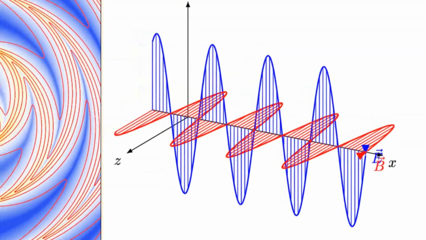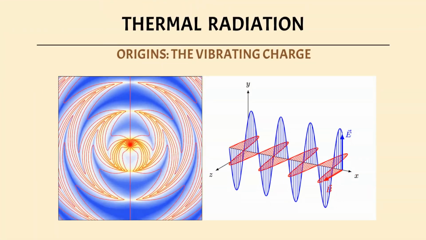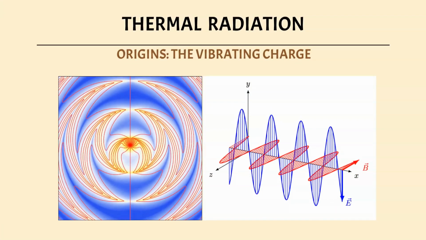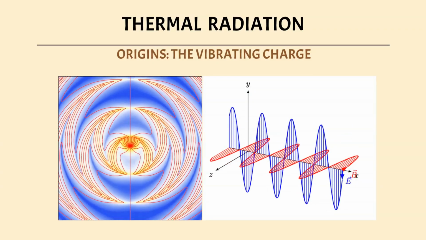Atoms bounce and jiggle tight. Their charges spark electromagnetic light. Who knew warmth could be so bright?